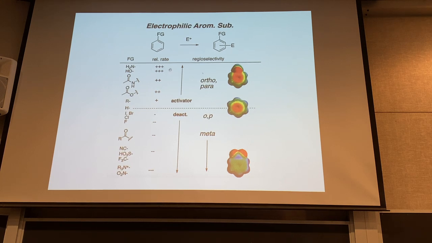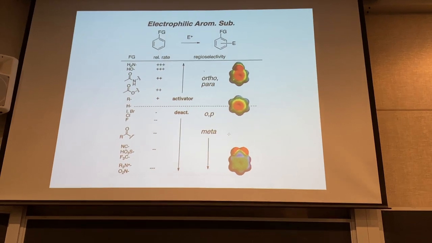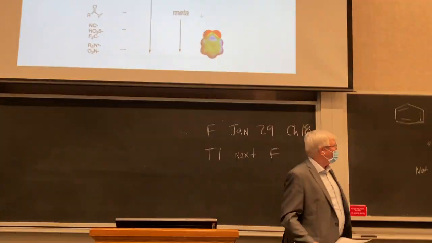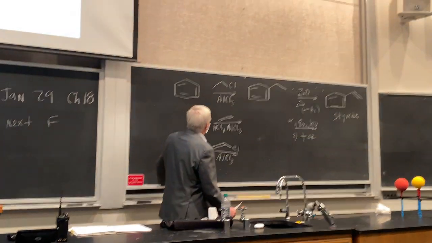Some are strongly activating, which makes the rate very fast for the second addition, and some are deactivating. Okay, so I'll have to look at that. But the activators generally give ortho-para products, and deactivators give meta products. But we'll have to figure out why. Okay, that'll be the tough thing here. All right, Tyler, let's go over to the board here and start out. A little bit of a review, we can say.